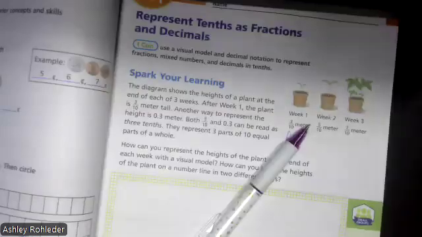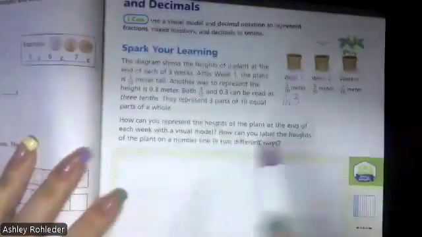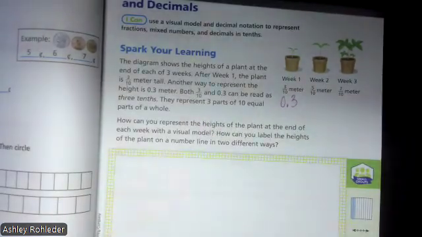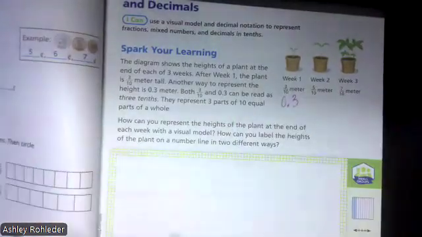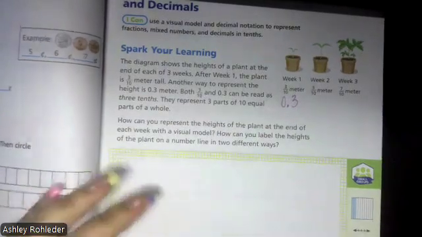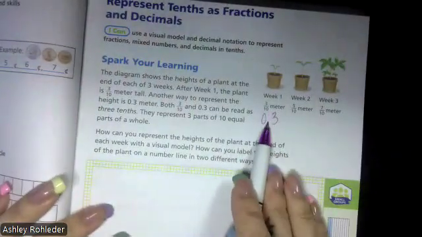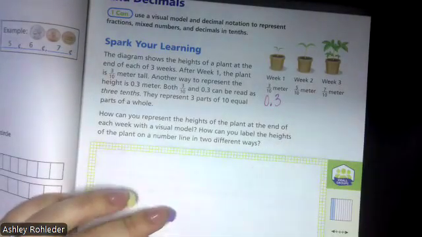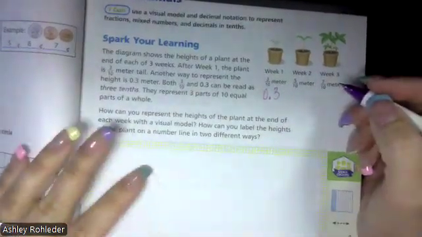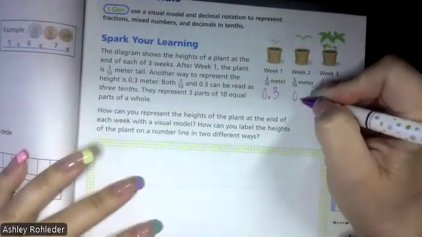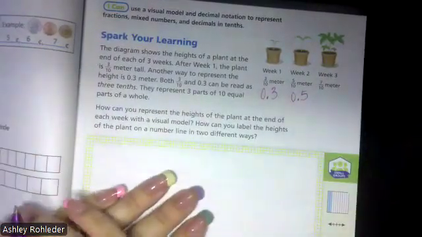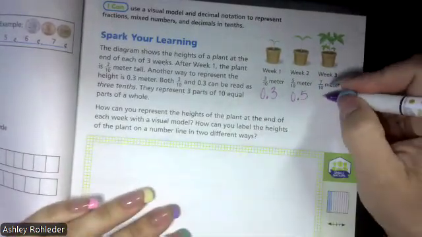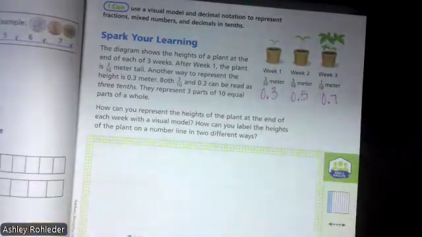Both 3/10 as the fraction and 0.3 are read as 3/10. They represent 3 parts of 10 whole. Okay. So 3/10 would be 0.3. 5/10. How would I write that as a decimal? Ellie, what do you think? Hunter, I need you paying attention. 7/10. How would I write that as a decimal? Mason. 0.7.